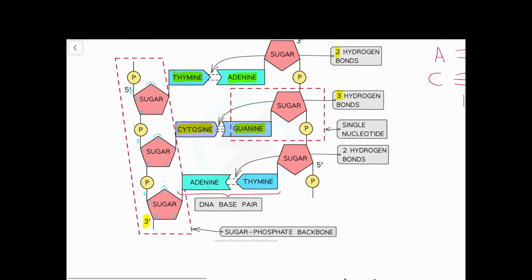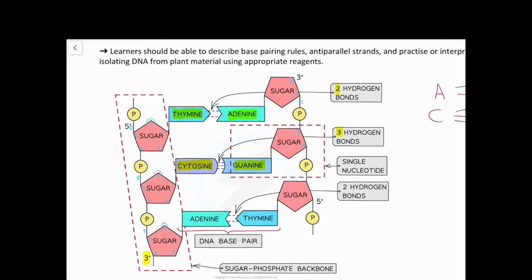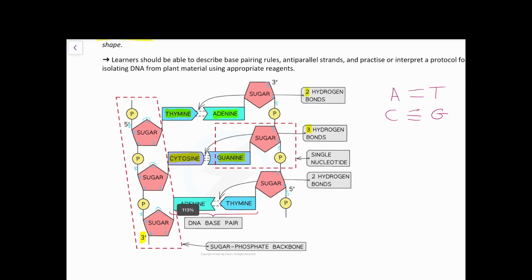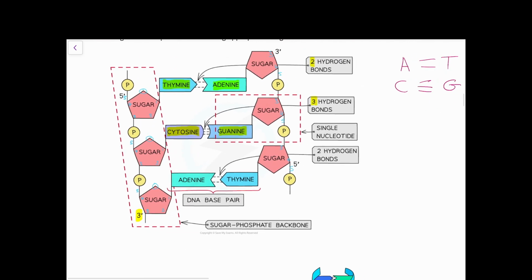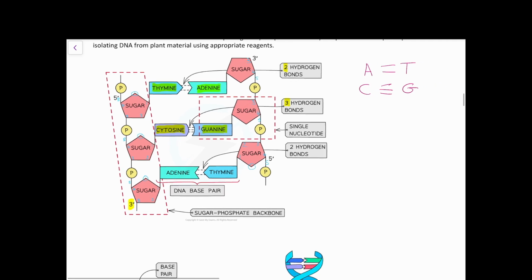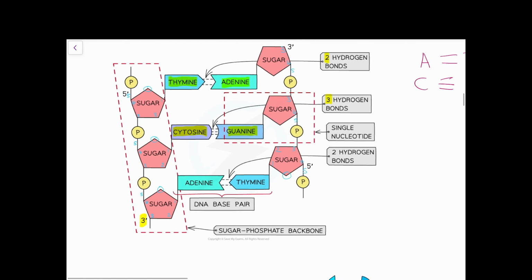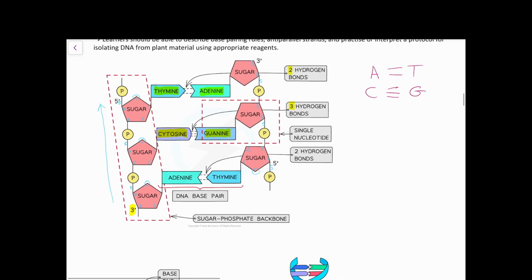So that's 5 prime. And then on the other side, you can see that it starts with a 3 at the top. So it's 3, 4, 5 phosphate, 3, 4, 5 phosphate, 3, 4, 5 phosphates. You can see it's going in the other direction on the other side. So that's what it means for it to be anti-parallel. So they're not parallel going side by side. They are anti-parallel because one is the other way around from the other.